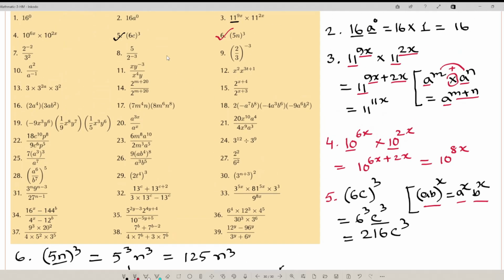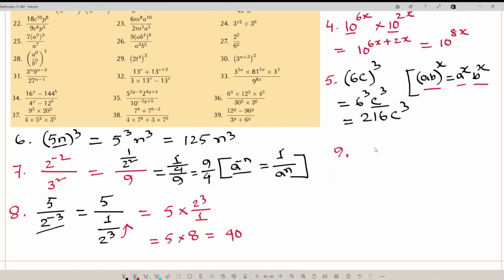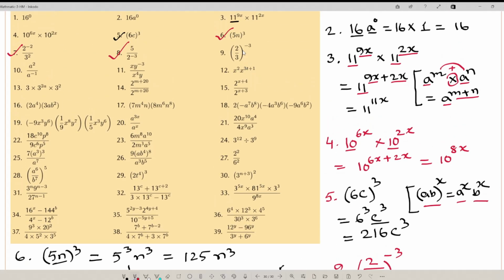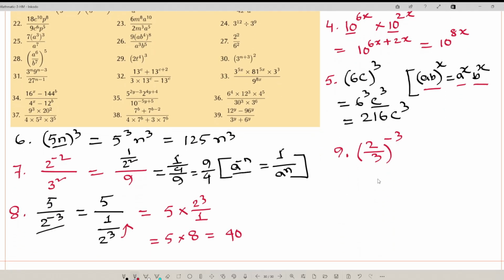So number 8 done. Now number 9, 2 divided by 3 to the power minus 3. Again we check 2 by 3 to the power minus 3. So look, what can we do? We know a to the power minus n means 1 divided by a to the power n. So first 1 divided by (2 divided by 3) to the power n, here n is 3, right? So we can write 1 divided by 2 cube, or we can write like this, 2 cube divided by 3 cube.